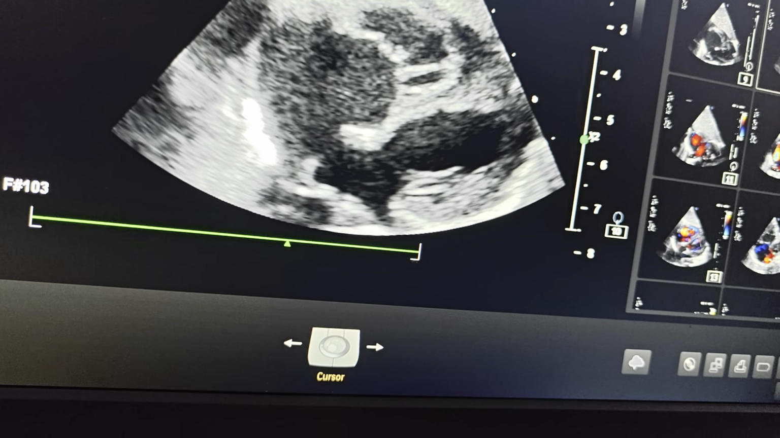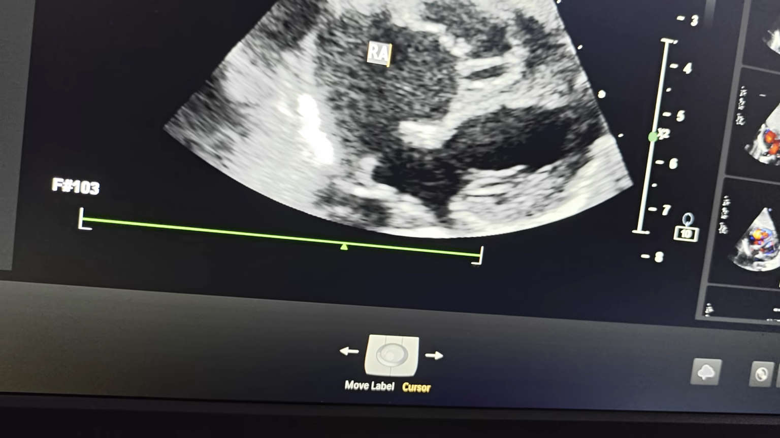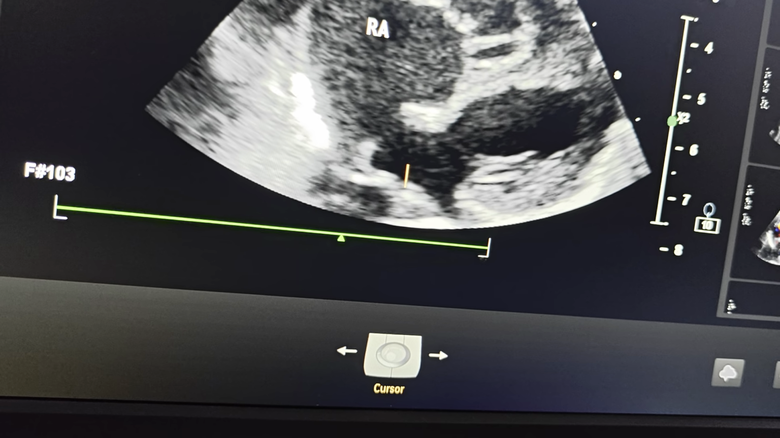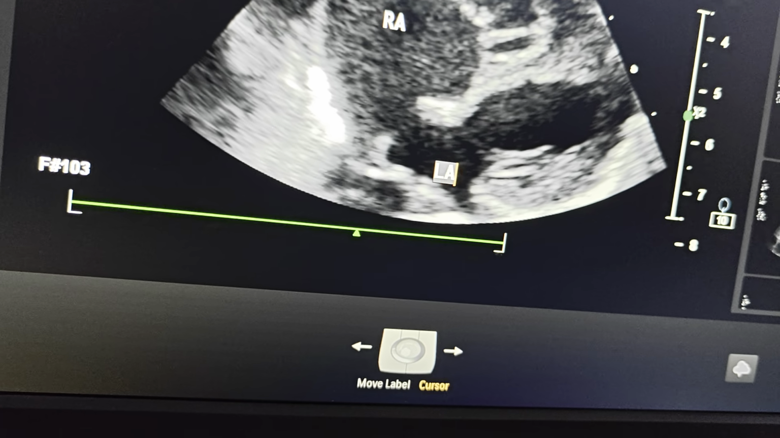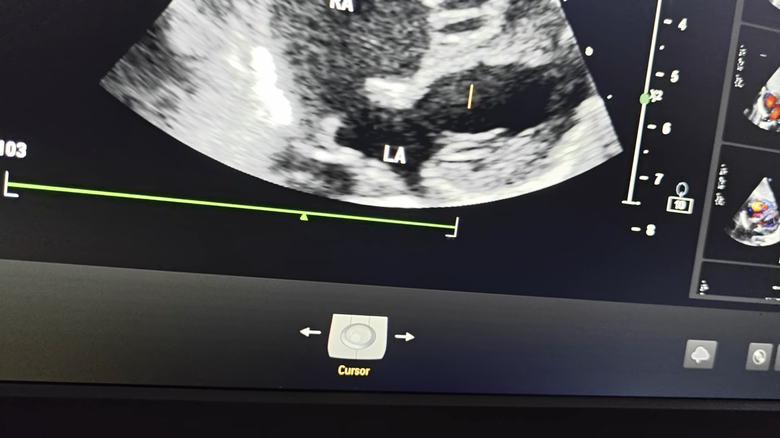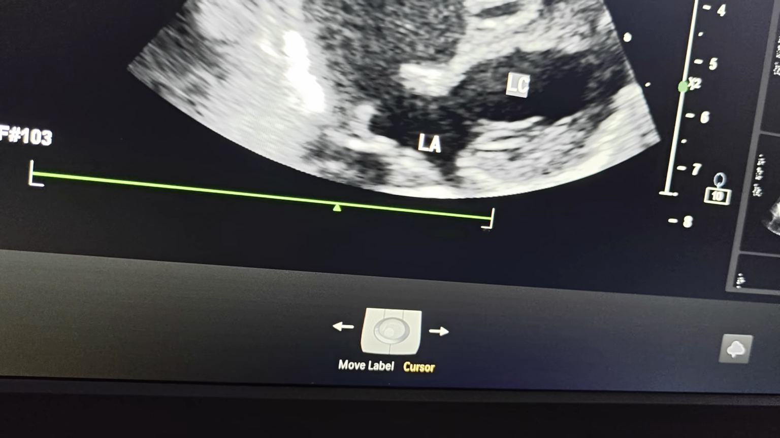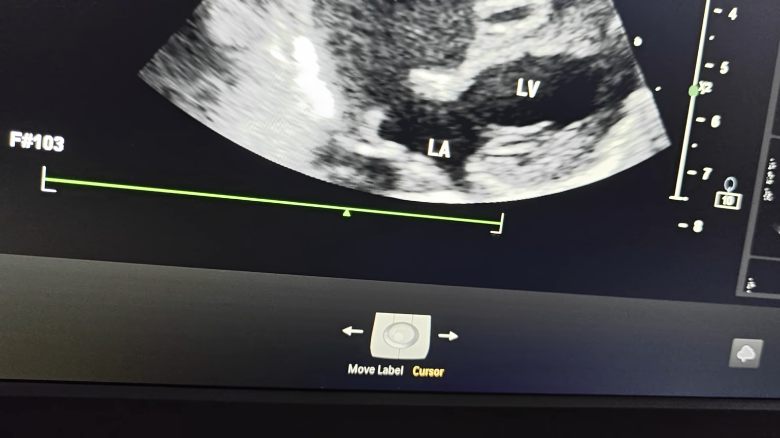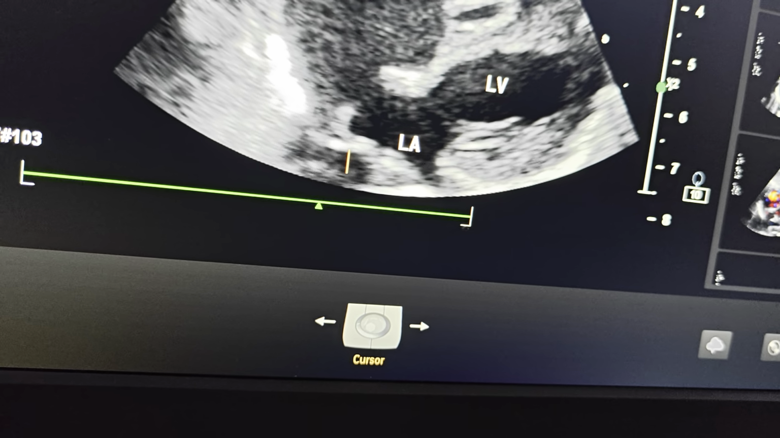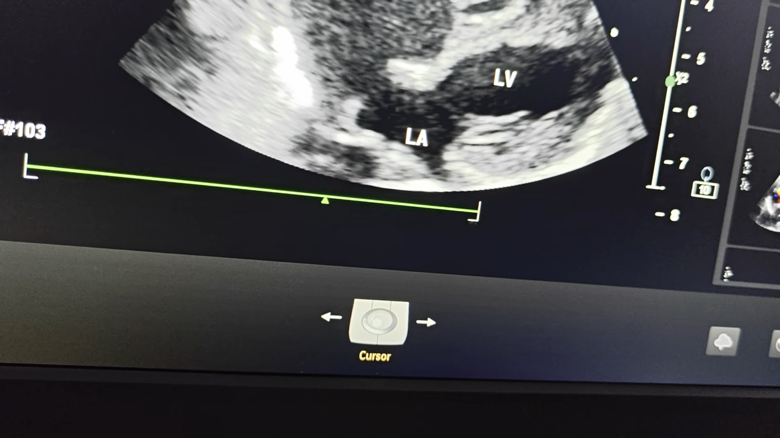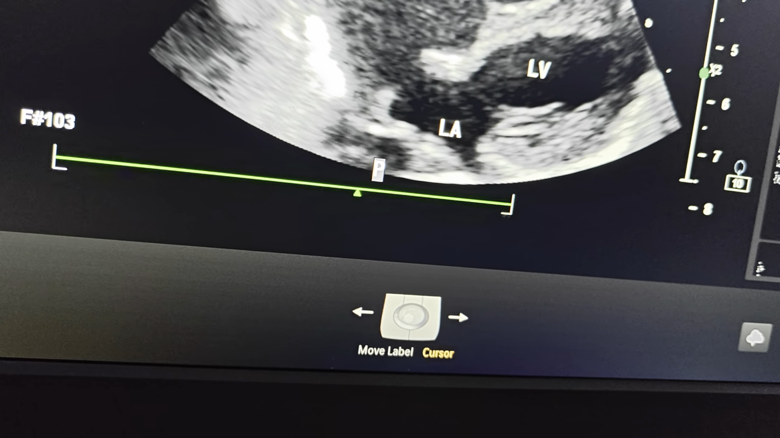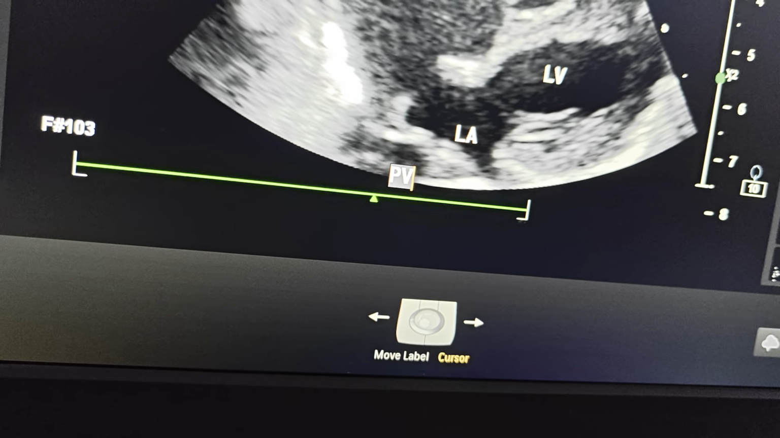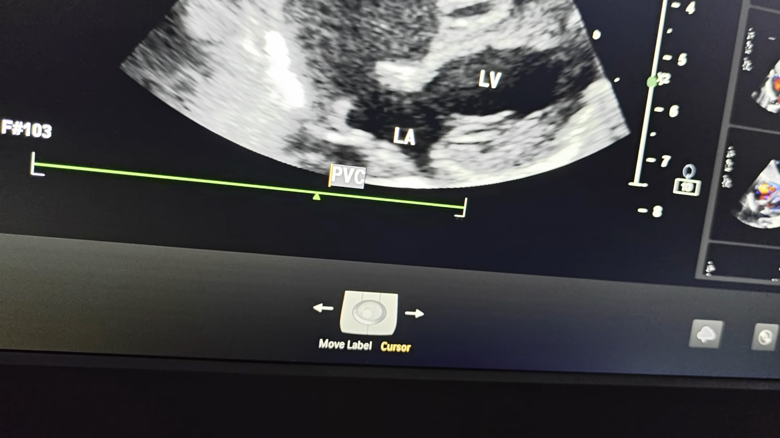So in this image, this is right atrium, RA, this is LA, this is LV, and this is right ventricle, so RV, and this portion is pulmonary venous confluence. So this is pulmonary venous confluence.